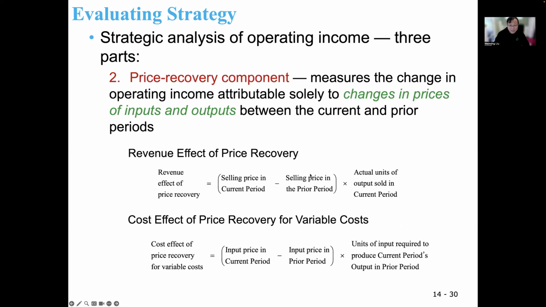The reason is here, okay? So you can see the formula for cost effect of price recovery for variable cost is input price in current period minus input price in prior period times units of input required to produce current period's output in the prior period. Okay, so it's in the prior period. So you have to proportionally calculate, right? Calculate what is that units of input required.